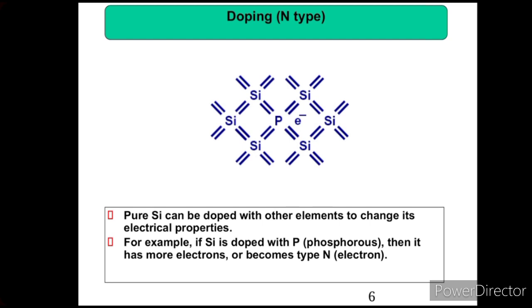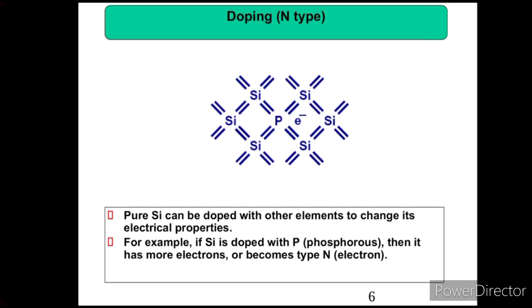In a pure semiconductor, we can add an impurity, which is known as doping, and this semiconductor is called an extrinsic semiconductor. In the extrinsic semiconductor, the conductivity of the material can be changed by the doping material. Pure silicon can be doped with other elements to change its electrical properties, that is doping. For example, if silicon is doped with phosphorus, then it has more electrons and becomes N-type.